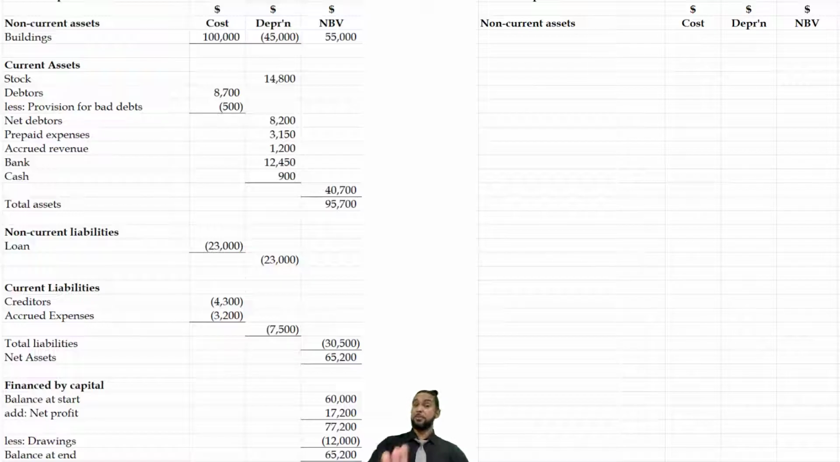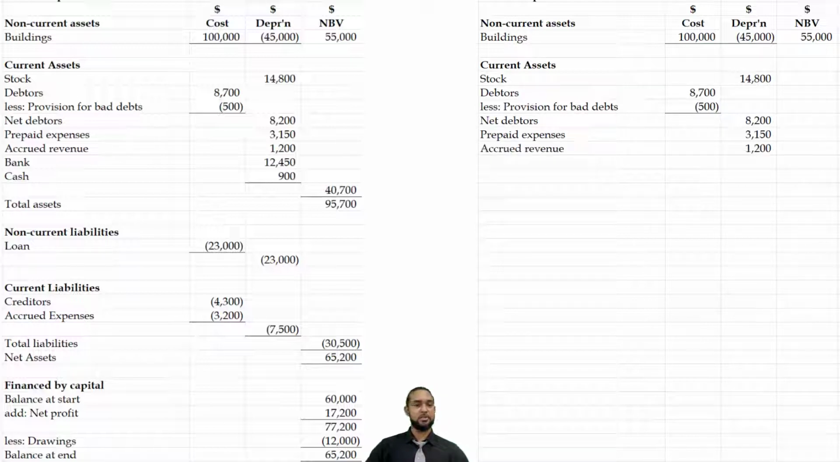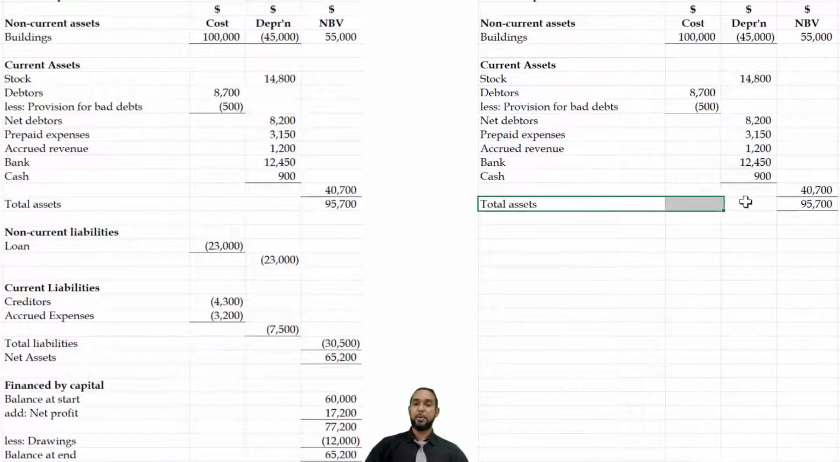So again, in order of permanence, we're starting off with the non-current assets. We had one. Then we had current assets. So we had stock, debtors minus the provision, giving us net debtors. We had the prepaid expenses and accrued revenue, bank and cash, giving us total current assets of 47, which when added to 55 gives total assets of 95.7. Now, we're stopping the top half here.